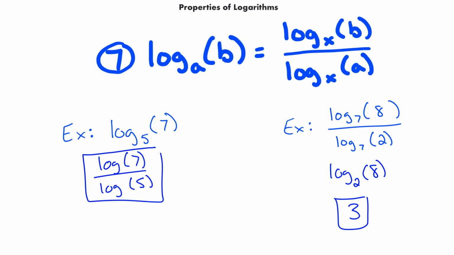I also want to caution you because this property and property number 5 often get mixed up. They get mixed up the most in this chapter. Be careful to know which property to use and when.